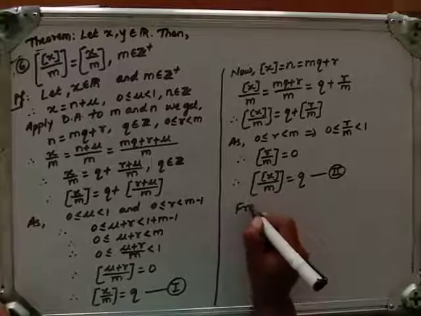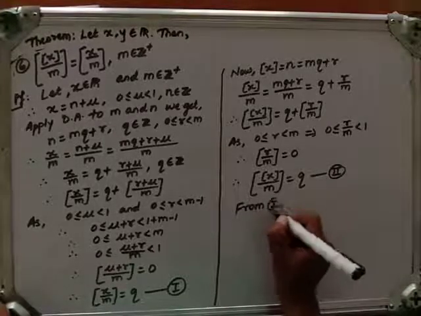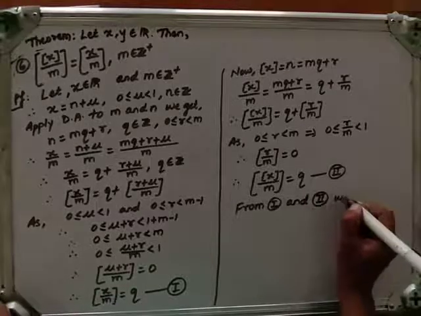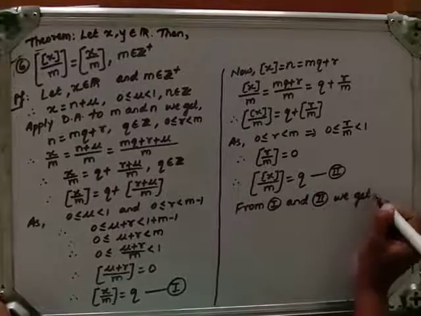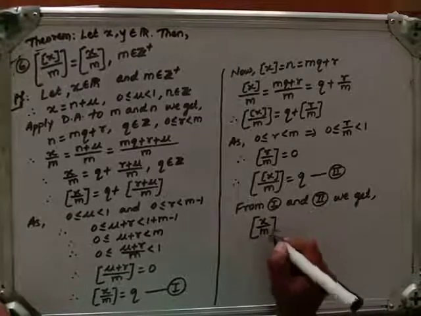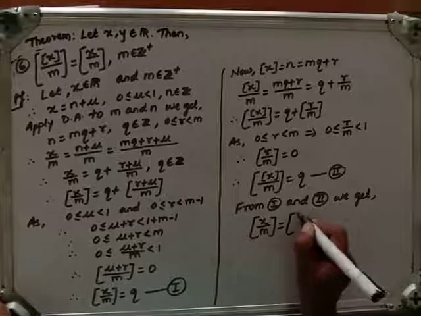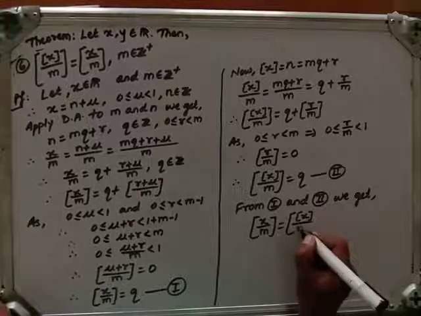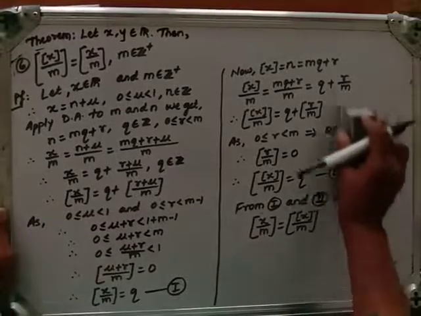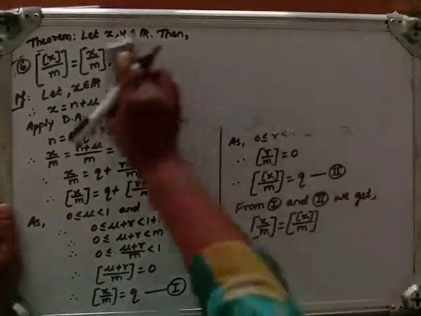So, from 1 and 2, we get the greatest integer function of x upon m is the same as the greatest integer function of x upon m as such. Now, let's see the next one.